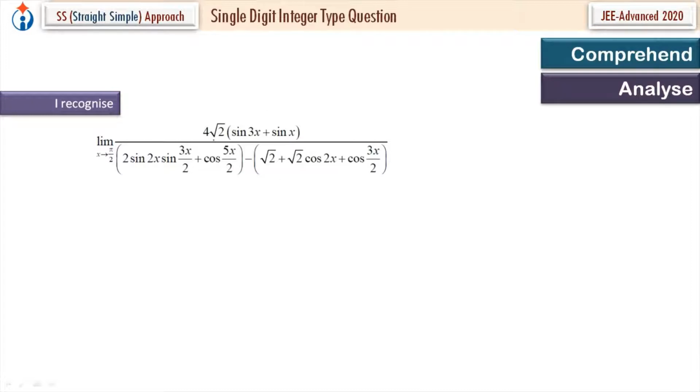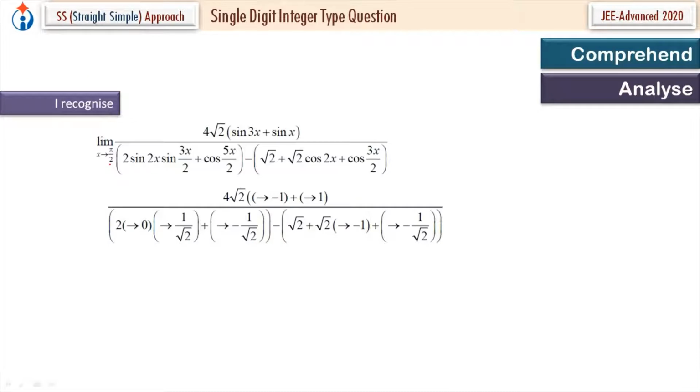So first step is always we check whether this limit is in which form, determinate form or indeterminate form. So x is tending to pi by 2, so sine 3 pi by 2 tending to minus half, sine pi by 2 tending to 1, sine pi tending to 0. We check all the terms, tending to minus 1 plus tending to 1 tending to 0, into 4 root 2. It is tending to 0 upon tending to 0, which means indeterminate form.